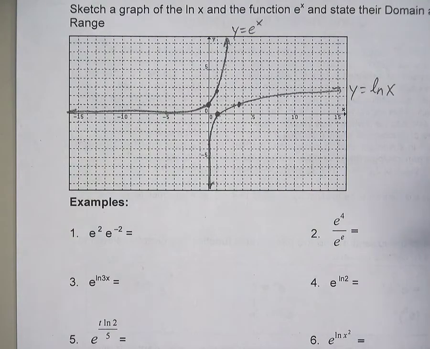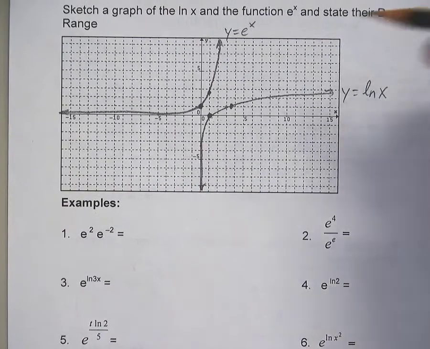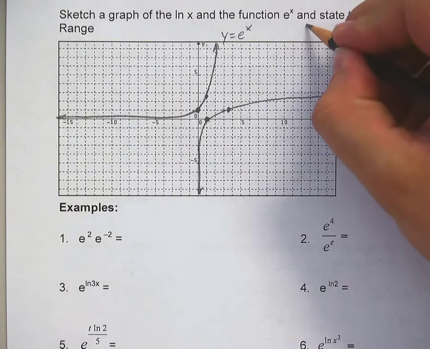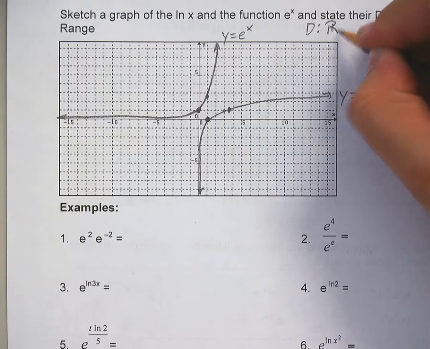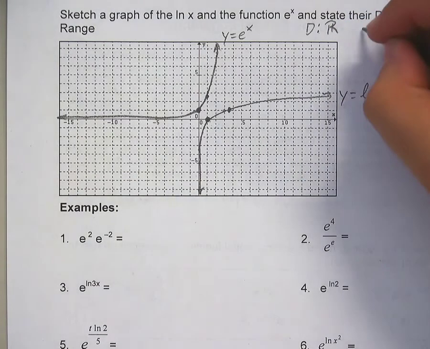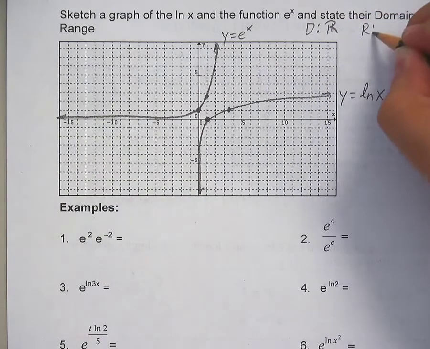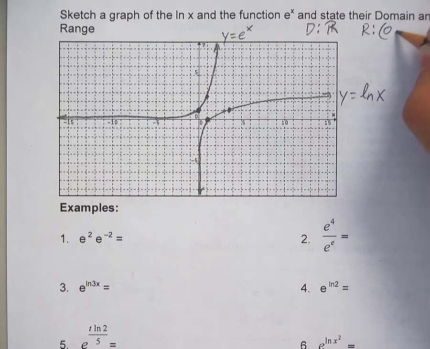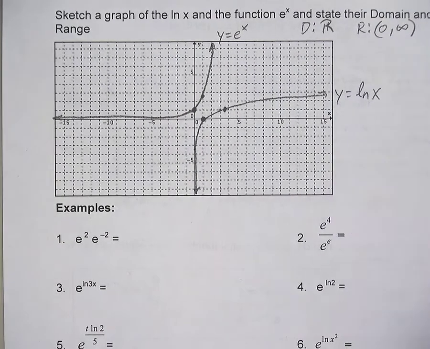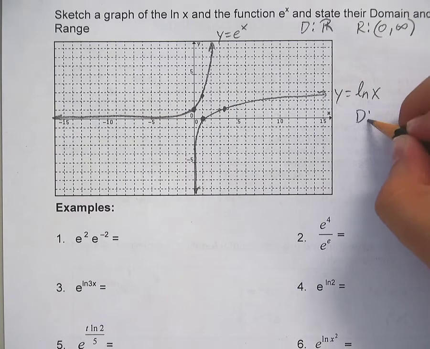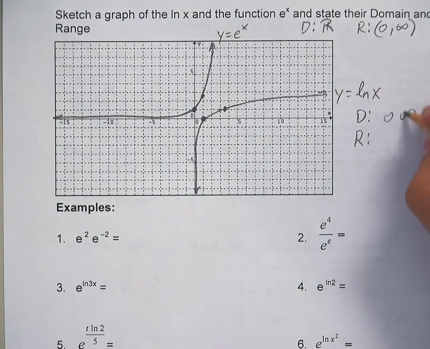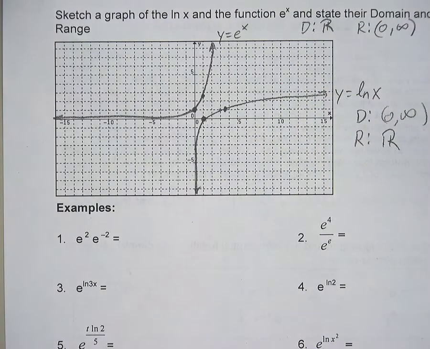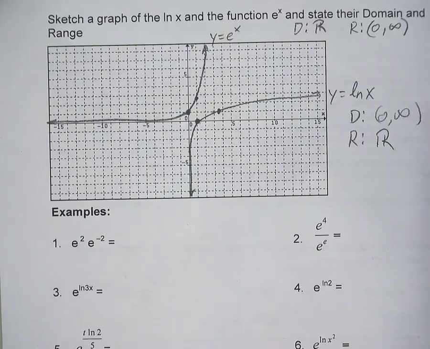And then state their domain and range. So for e to the x, your domain is going to be all real numbers, and your range is going to be from 0, not touching 0, to infinity. And the natural log of x just flips that. Domain and range. Domain is 0 to infinity, and range is all real numbers. So it just kind of flips that.